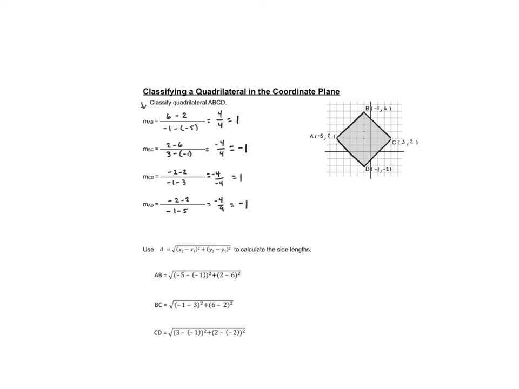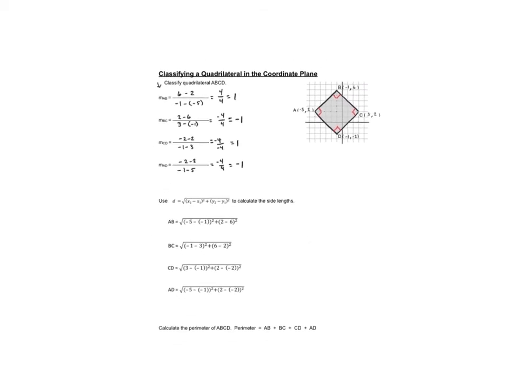And what we can see here is those are actually opposite reciprocals. So it turns out that since these are opposite reciprocals, we end up having right angles at our vertex, which is going to indicate a rectangle. Now, if we can determine that our sides are all the same length, a square is a possibility.